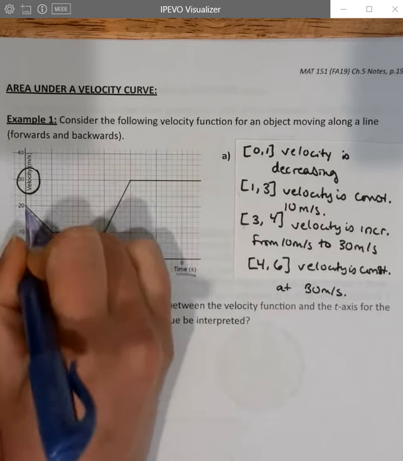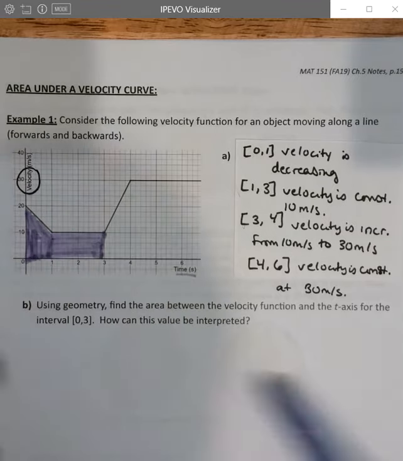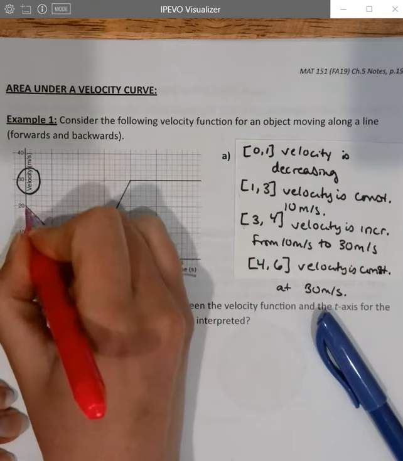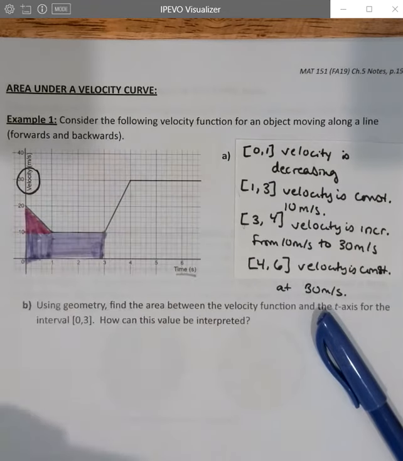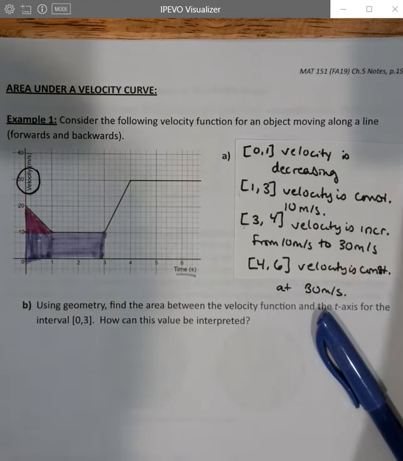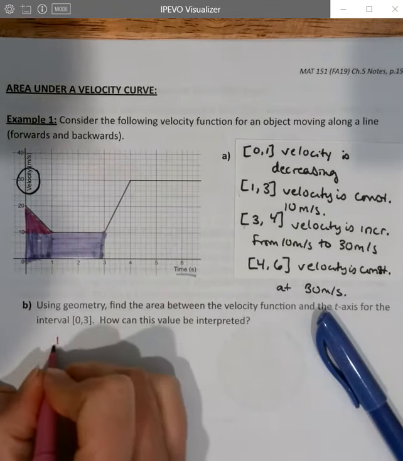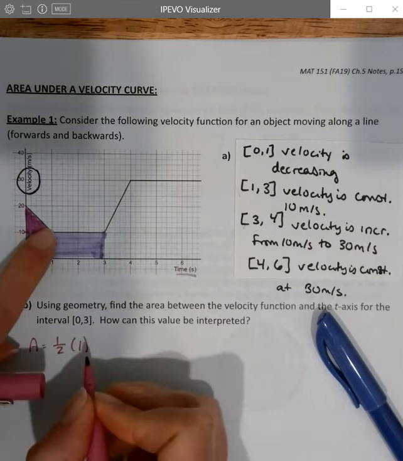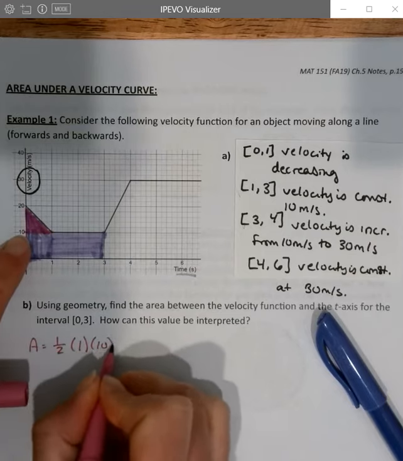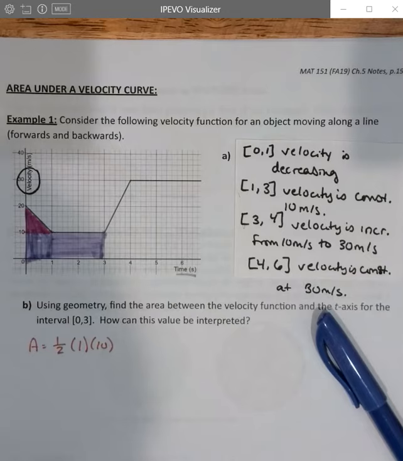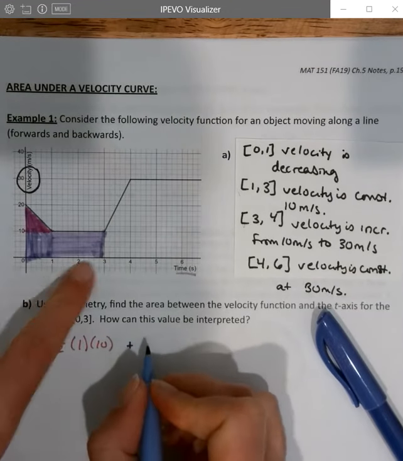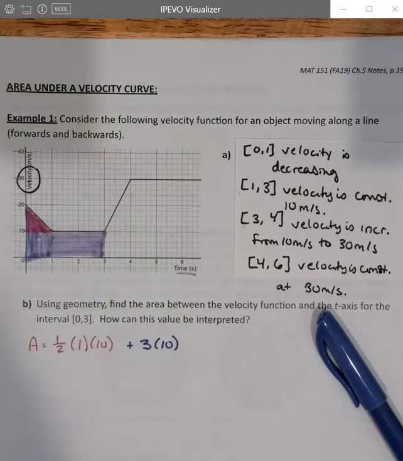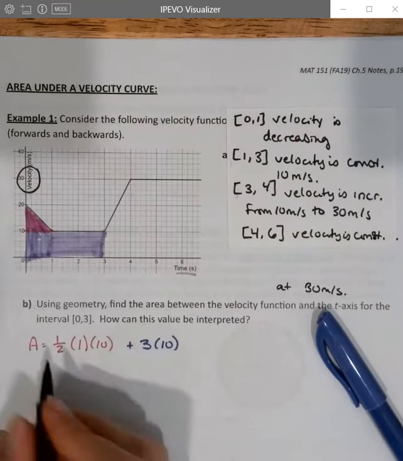I have this interesting shape right here. It's like a trapezoid and a rectangle, but I'm actually going to divide it into a triangle and a rectangle because that's going to make it easier to use geometry to find the area. For the triangle part, we're going to have 1/2 times the base of the triangle, which is 1, and the height of the triangle from 10 to 20 is 10. For the rectangle part, the base is 3 and the height is 10. That's going to end up with an area of 35.